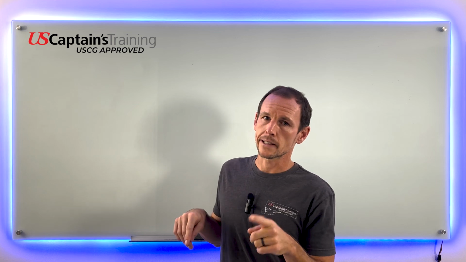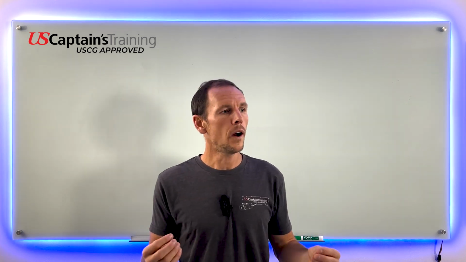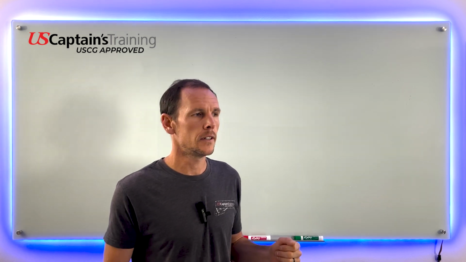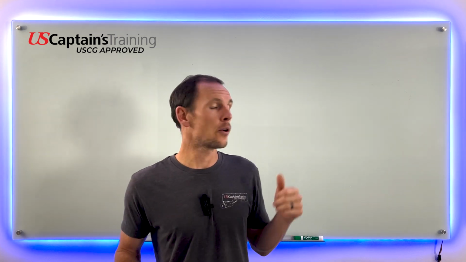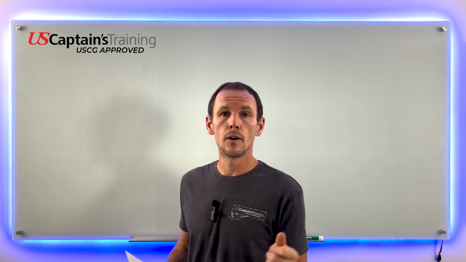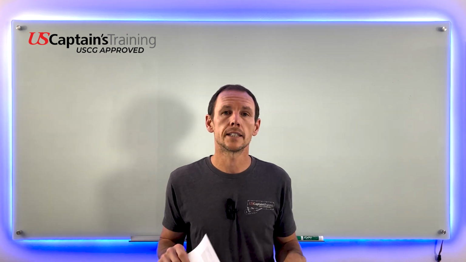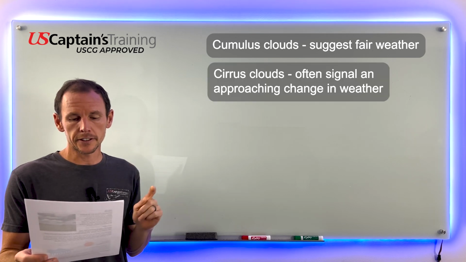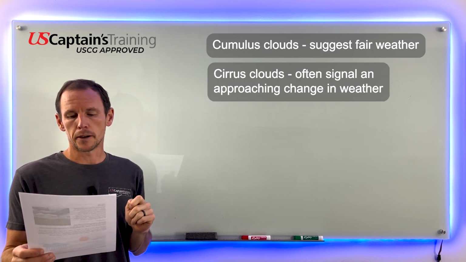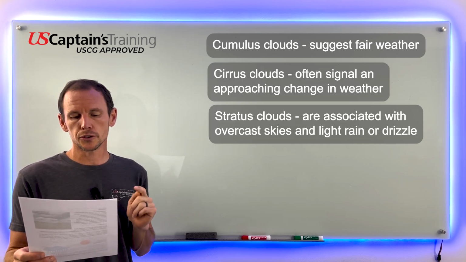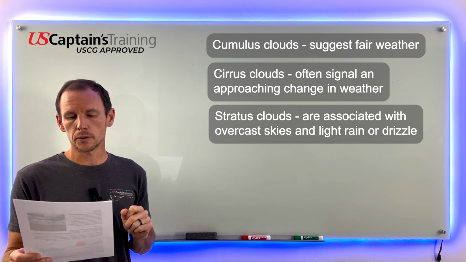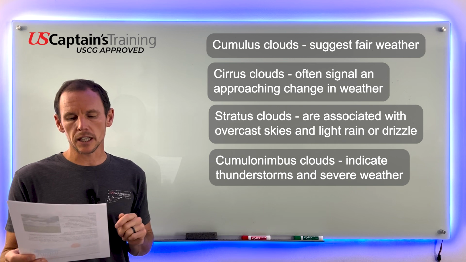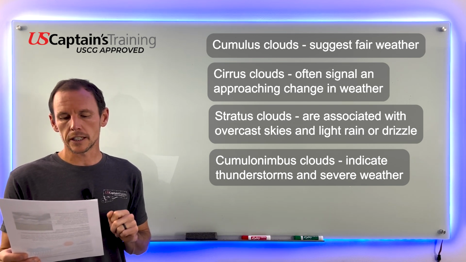But let's circle back. Weather indicators. What weather is generally indicated by these clouds? It's interesting, right? Let's take a look. Again, I'm going to throw these up on the board so you can read them while I read them, and hopefully they stick. Here we go. Cumulus clouds suggest fair weather. Cirrus clouds often signal an approaching change in weather. Stratus clouds are associated with overcast skies and light rain or drizzle. Cumulonimbus clouds indicate thunderstorms and severe weather.